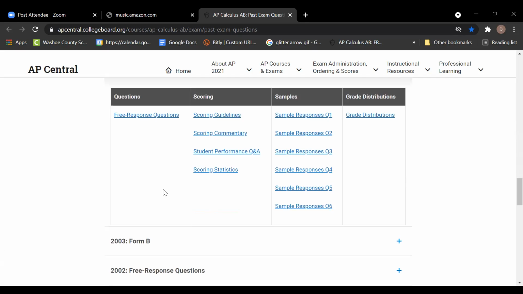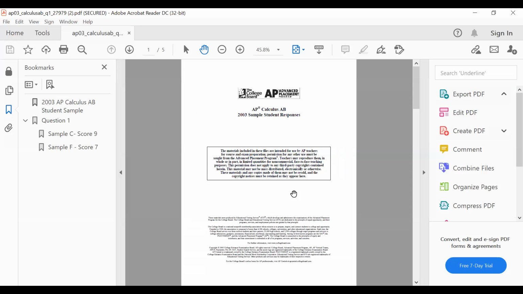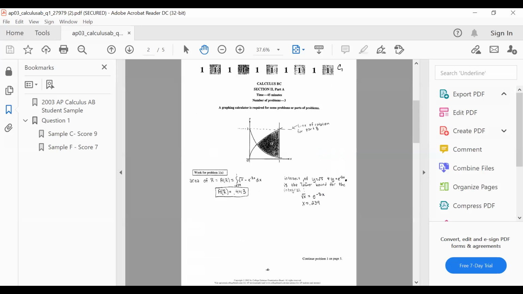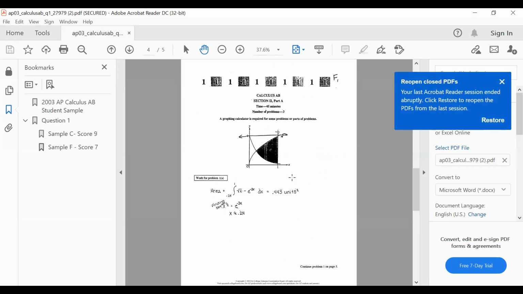You're going to go to sample response 1, because that's the first question on the test. And then it's going to take you to this page here. What I want you to do is find 3 students' work, and then take a look at what they wrote down for the scoring itself with this question.